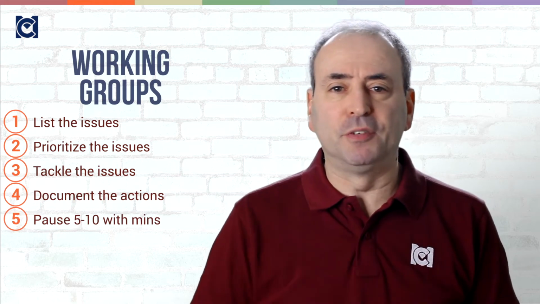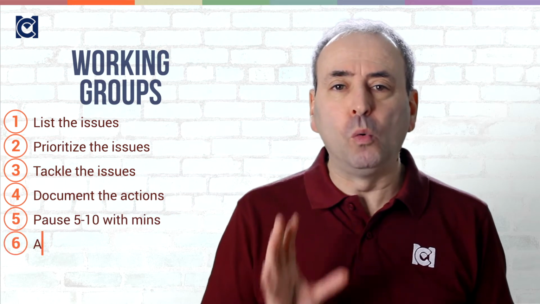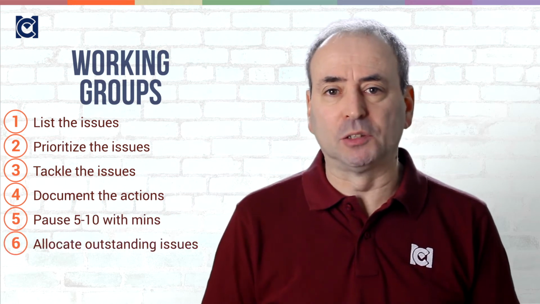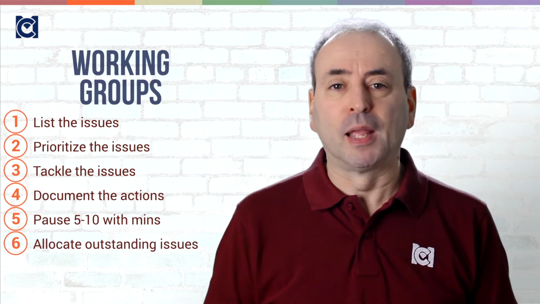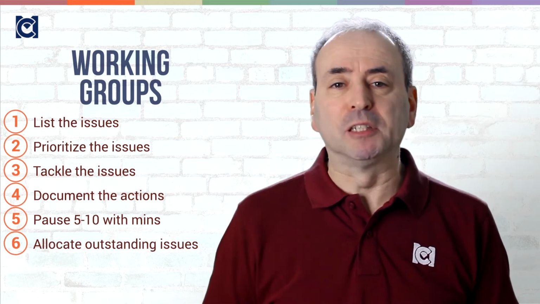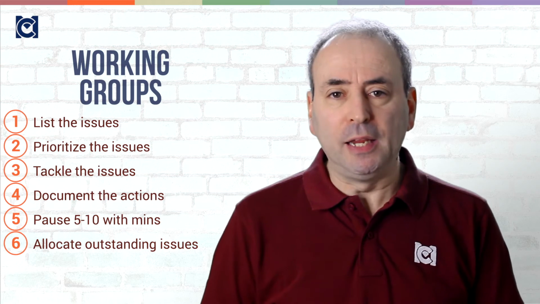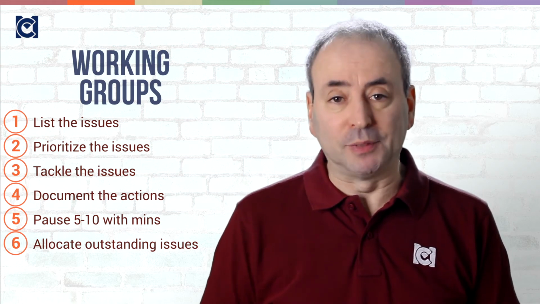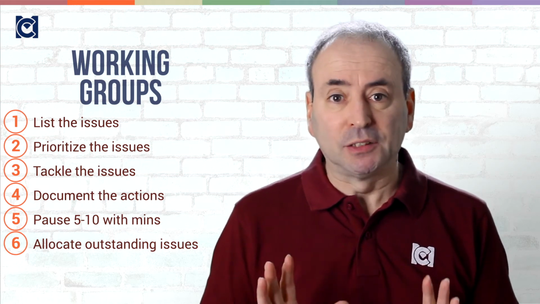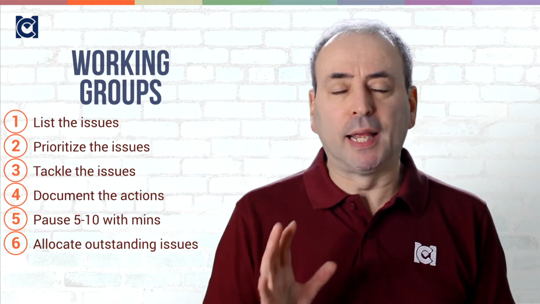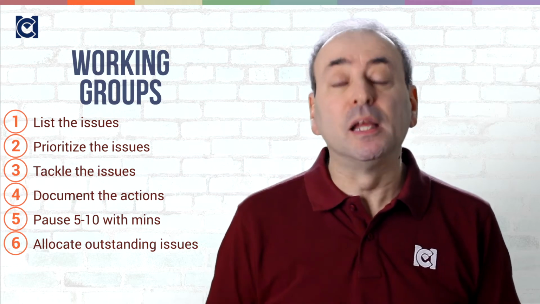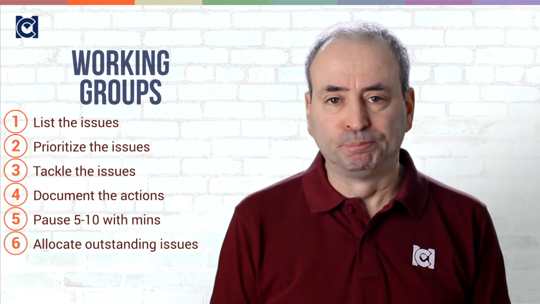In the last 5 to 10 minutes, go through all of the items that you haven't had a chance to discuss because they haven't been of the highest priority. And for each item, allocate responsibility to one person in the room to work that problem, to get people together and to deal with it outside of the room. If someone has an idea about how to tackle it, document that as well.